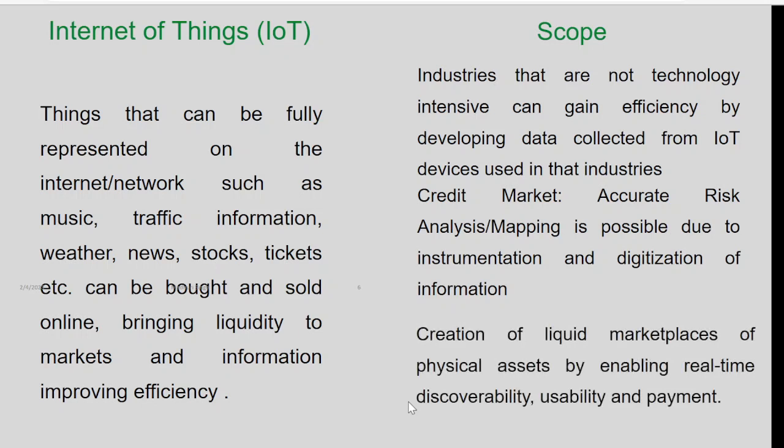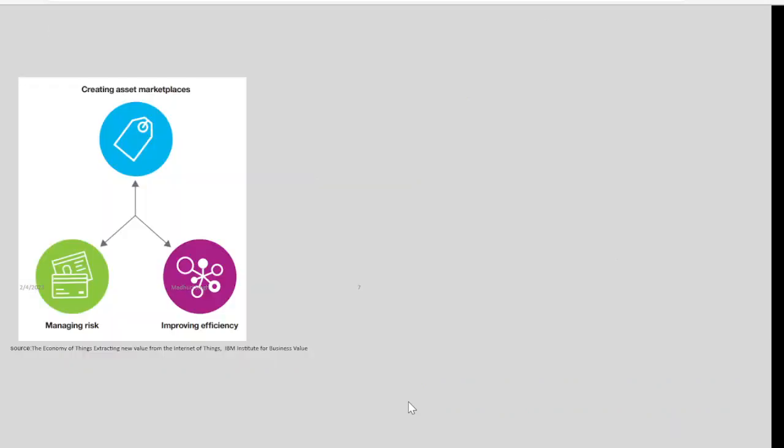The third scope is for creation of liquid marketplaces of physical assets by enabling real-time discovery, usability, and payment of these physical assets. Now, from the previous case study of the US airline industry, the three vectors of disruption of the Internet of Things, around which models should be built, can be noted down. The three vectors are creating asset marketplaces, managing risk, and improving efficiencies. These are the three pillars around which any economic model based on Internet of Things should be built.